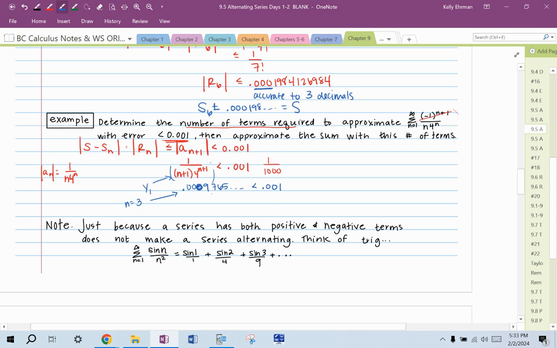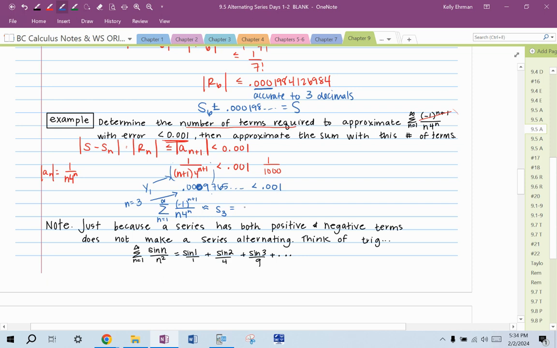Okay, so determine the number of terms. It's the third partial sum that will approximate the sum of this series with this amount of error at the greatest. So we're going to say, all right, the sum of the series from 1 to infinity of negative 1 to the n plus 1 over n times 4 to the n can be approximated by the third partial sum. The third partial sum means add up the first 3 terms.